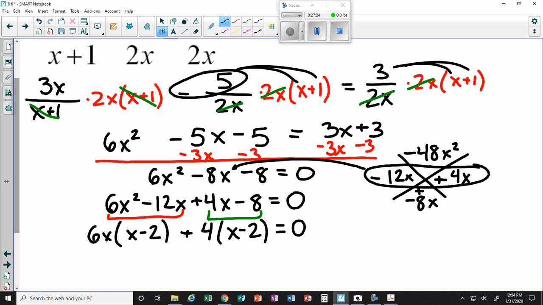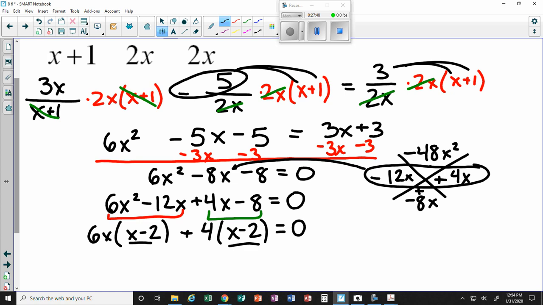Did it work? No. Yes. Didn't? Oh wait, never mind. What are we going to look at to see if it worked? Are the two things inside the parentheses the same? Yep. Yeah, so it worked.